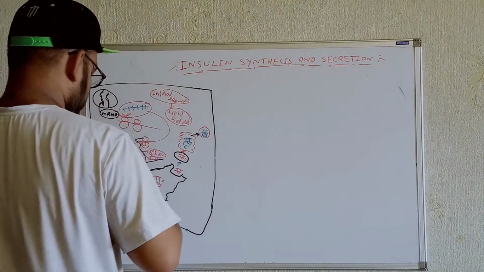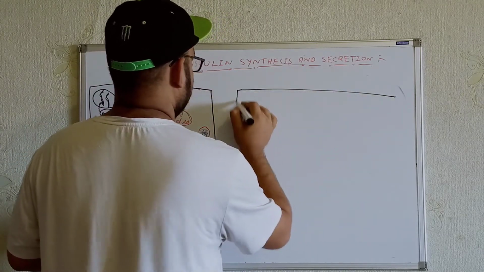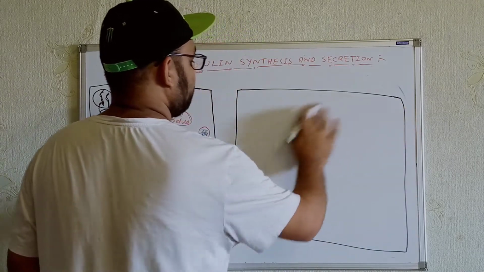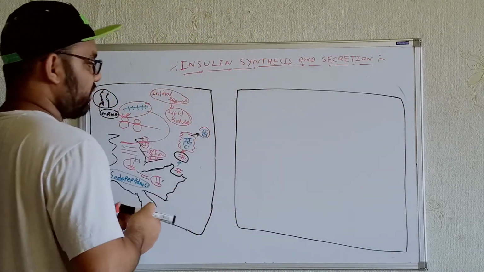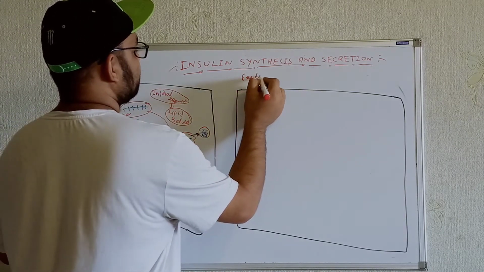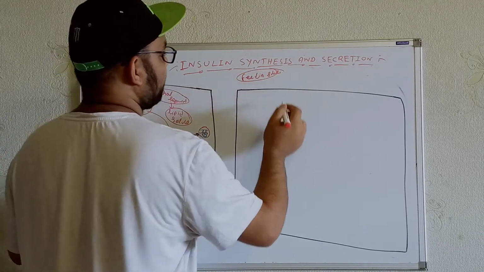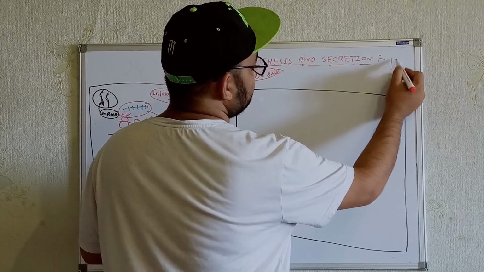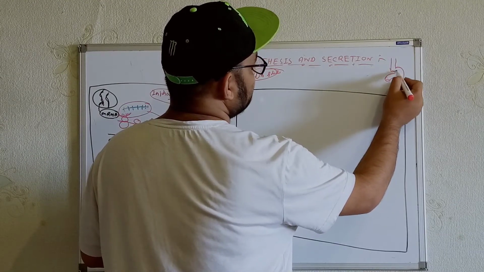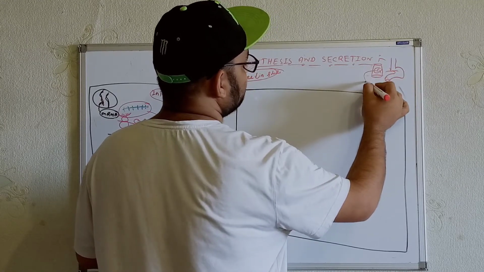For example, I am just drawing a pancreatic beta cell over here. What do we know? The insulin will get secreted whenever we are in the feeding state. During the feeding state, we are getting glucose from the GIT into the circulation, and from the circulation it goes to the different types of tissues.